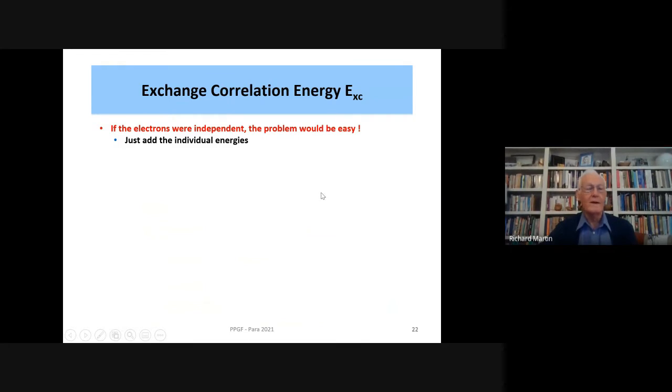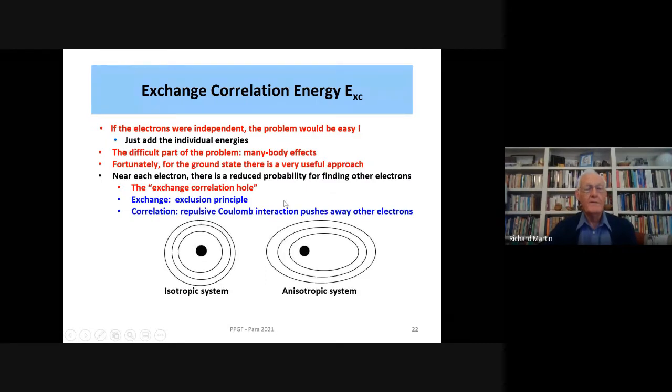If there were no interactions, you would just add the energies and you would be done. The difficult part of the problem is these many-body effects. And there's a nice way to look at it. The idea is that near each electron, there's a reduced probability of finding other electrons. You'd call that the exchange correlation hole, and it's a well-defined object for the ground state.